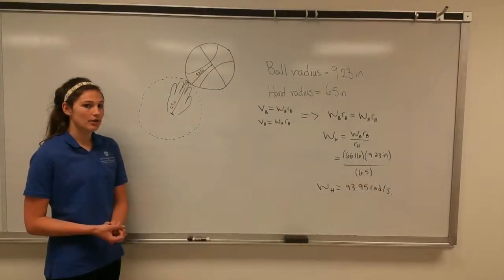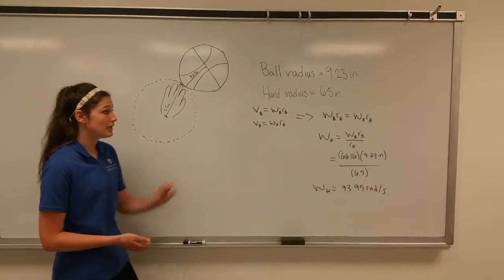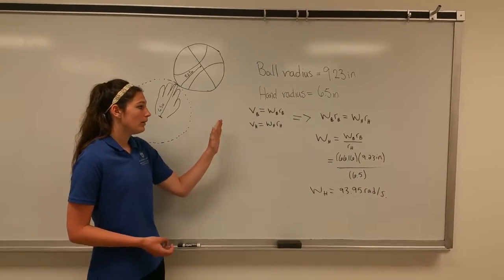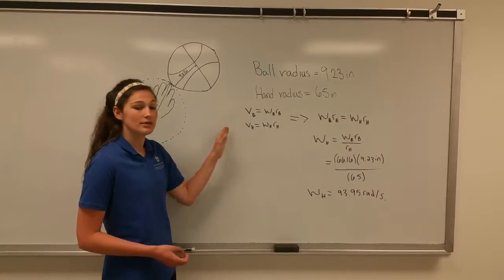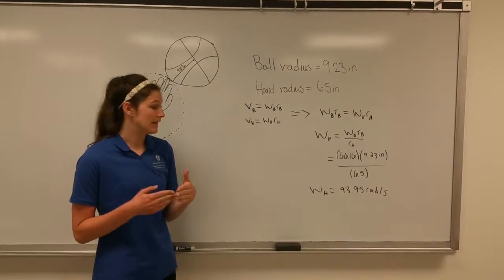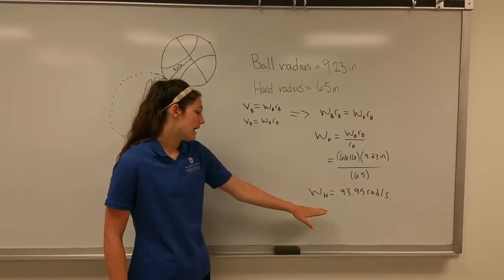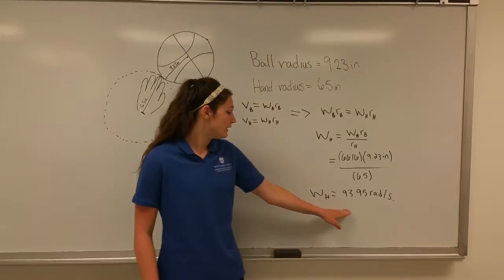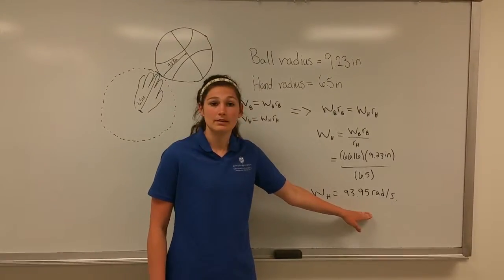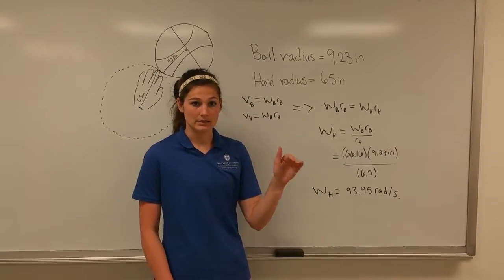Because Cory's hand and the ball are connected, we're going to use gear ratios. And with these given values, in this equation, because we know that their velocities are the same because they're connected, we find that the angular velocity equals 93.95 radians per second of Cory's hand.